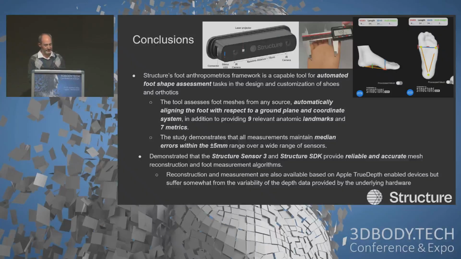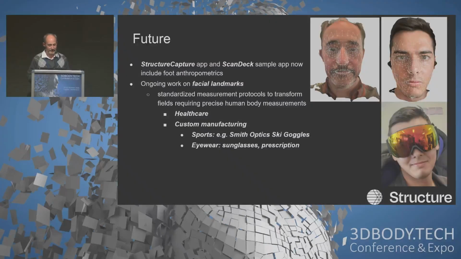Automated foot measurements using Structure SDK and Structure Sensor, and we get median results that are within plus or minus 5 millimeters. That in the future, we plan on extending. We are not going to stop at the foot. We are already looking into face measurements. And in fact, I'm showing here an example of work done in collaboration with Smith Optics, in which they have an app available today that allows you to scan your face and have custom-made goggles.